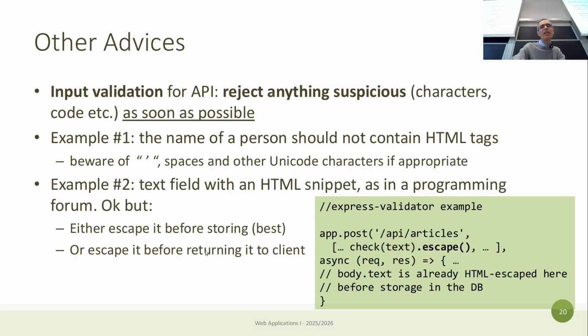Maybe it's better to escape it as soon as it enters the database, so you don't forget escaping when you return it to the client. Because you add a new API, a new developer comes who didn't know what the other developers did in the past, and so forgets to escape, and that's a problem. But if what is in the database is already safe, that's good. That's better, I would say.